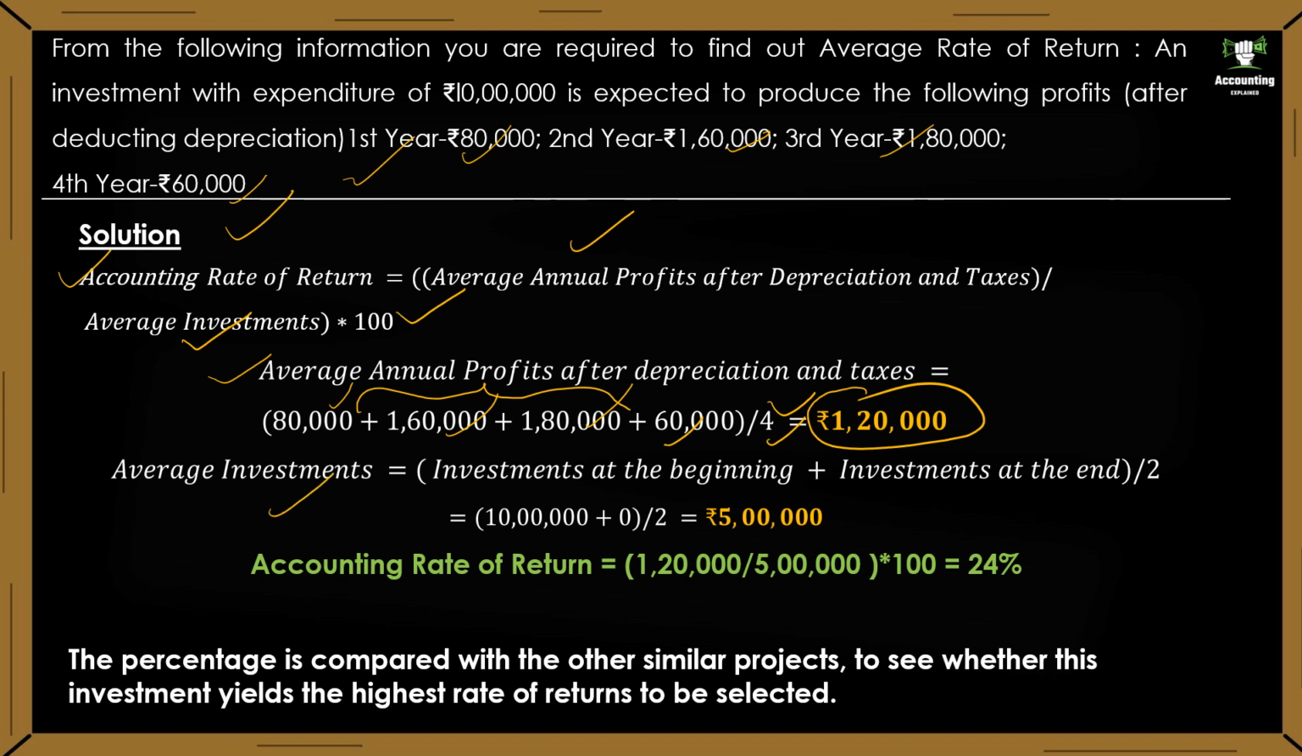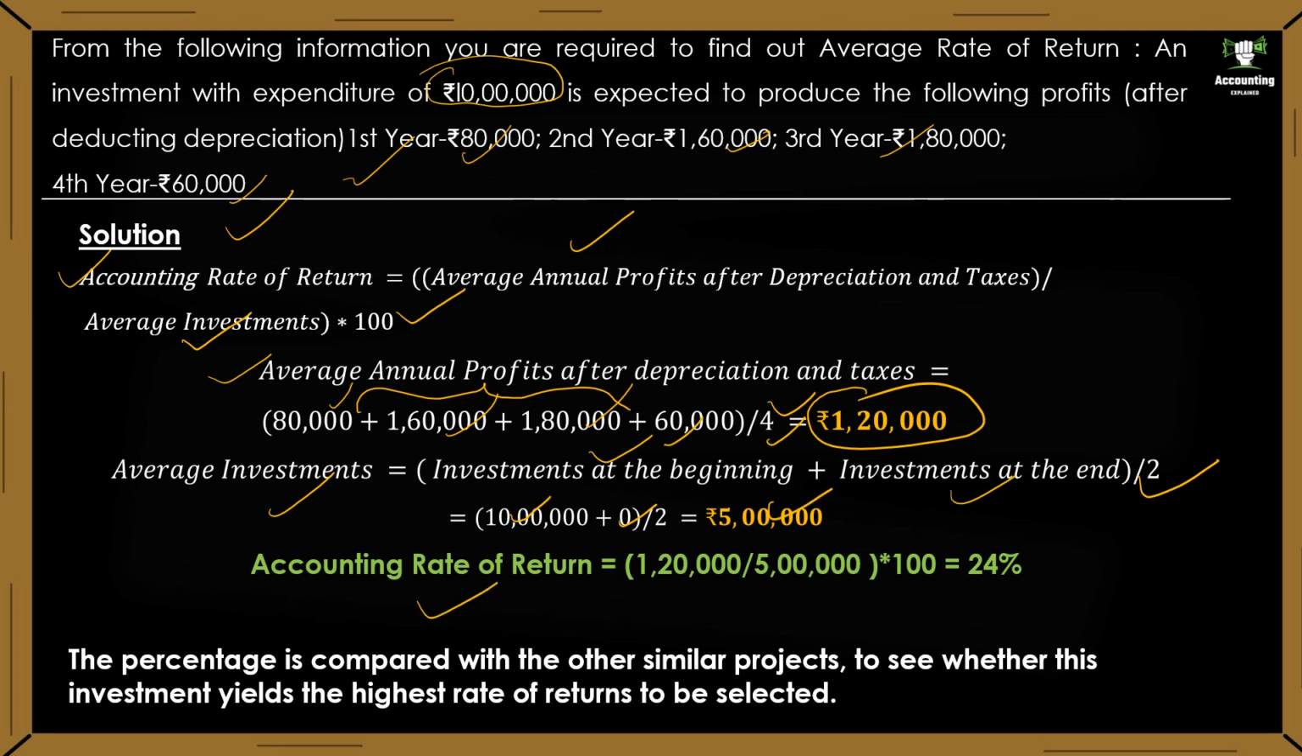Okay, average investment is investment at the beginning plus investment at the end divided by 2, or original investment plus scrap value divided by 2. Either of the formulas you can use. Here, only the opening investment is given; neither the scrap value nor the closing investment is given. So you take 10 lakhs divided by 2, 5 lakhs is the average investment.